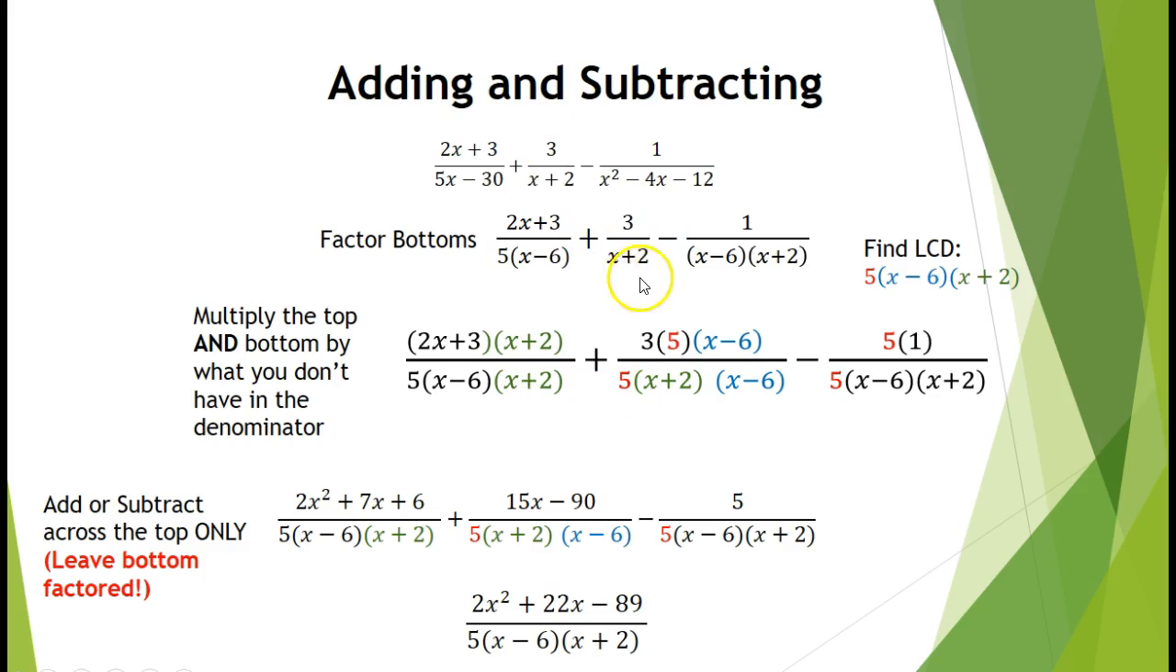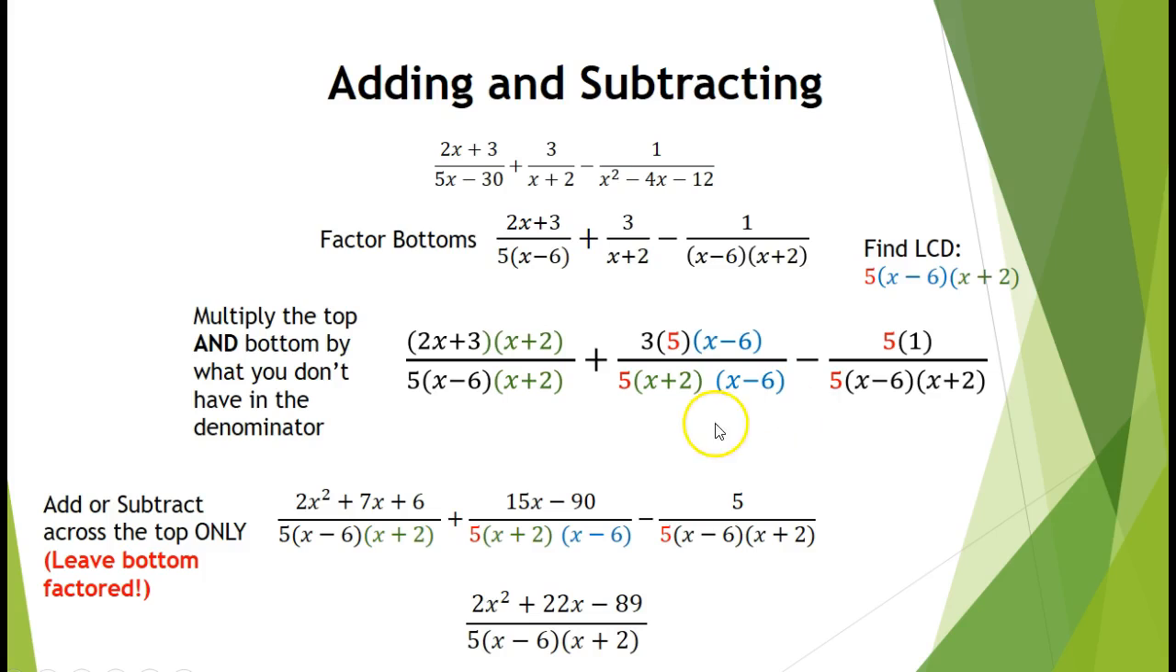In the second expression, I'm missing 5 and x minus 6. So I multiply both top and bottom by 5 and x minus 6. And then in the third expression, I'm missing just the 5. So I multiply top and bottom by 5.